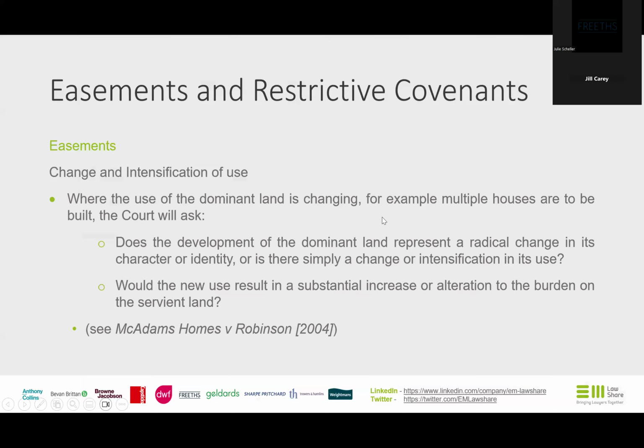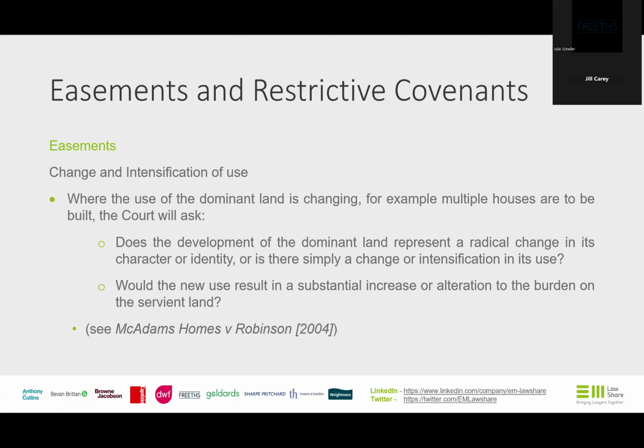Where the use of the dominant land is changing, so again, for example, multiple houses are going to be built on something, one of the key questions will be, does the development of the dominant land constitute a radical change, or are they simply changing the use of the right? And secondly, would that new use result in a substantial increase or alteration to the burden on the servient land?